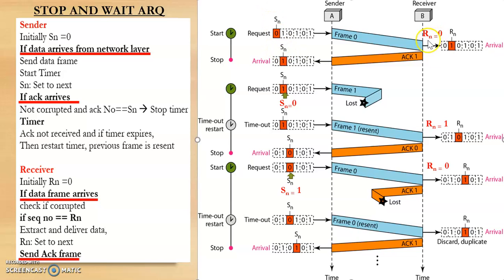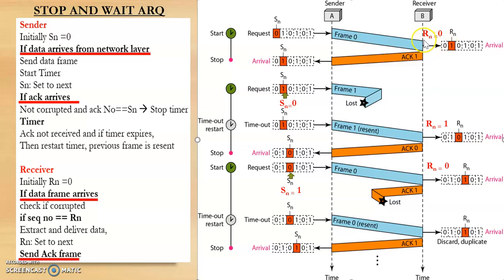Then at the receiver side, Rn value is initially set to 0. Rn is the acknowledgement number of the acknowledgement frame. Once the frame arrives, it will check if the frame is corrupted using the error detection method. Over here, let us assume that the frame is not corrupted. Now, it will check if the sequence number is equal to Rn. The sequence number of the frame is 0 and Rn value is also 0, so the sequence number is equal to Rn.